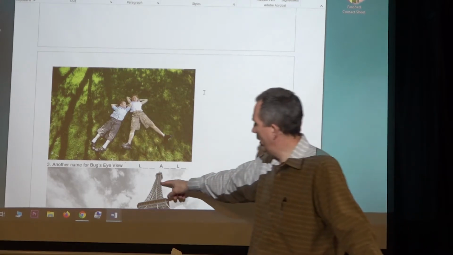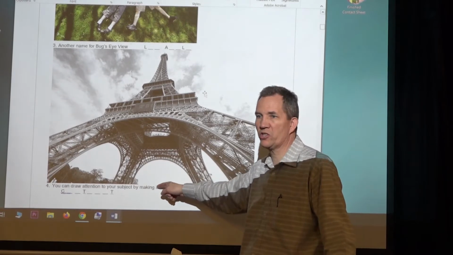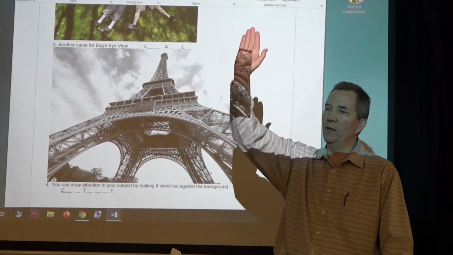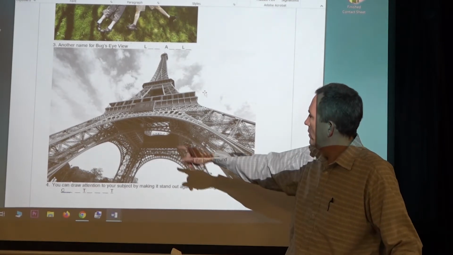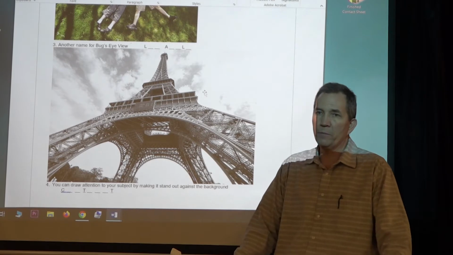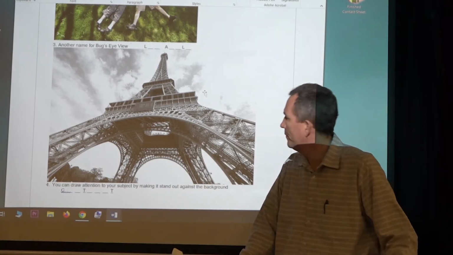Now, what's your point? If I'm looking at the Eiffel Tower, it's up high. Isn't that a high angle shot? No, it's a low angle, because I'm looking up from a low angle. That's what you got to think of it. So again, yes, exactly, it's a bug's eye view. Is it okay calling it a bug's eye view? Yeah. Not quite as professional, but people still say it.